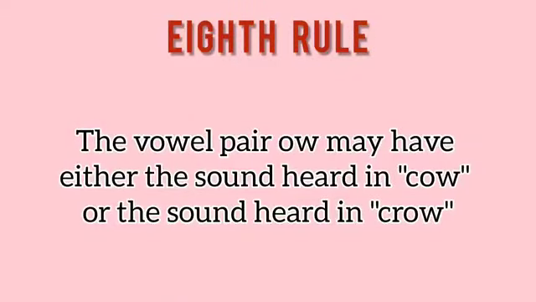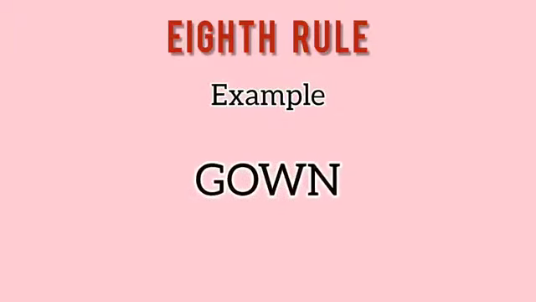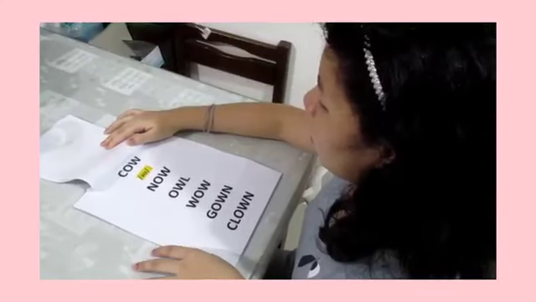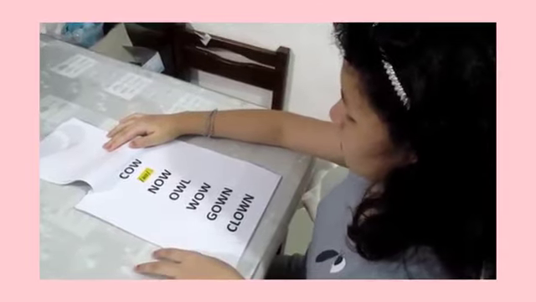The eighth rule is the vowel pair OW may have either the sound heard in cow or the sound heard in crow. This vowel pair has a separate rule since it can be used with 2 different sounds. Here are some words with vowel pair OW that have the same sound as heard in cow. Let's try to say it. Cow, now, owl, wow, gown, clown.